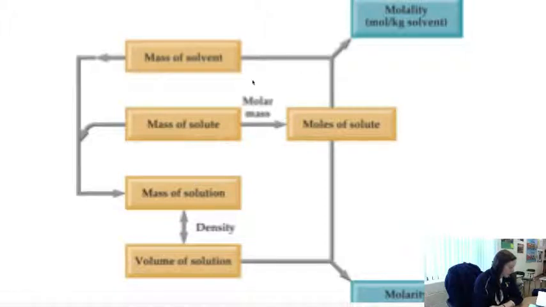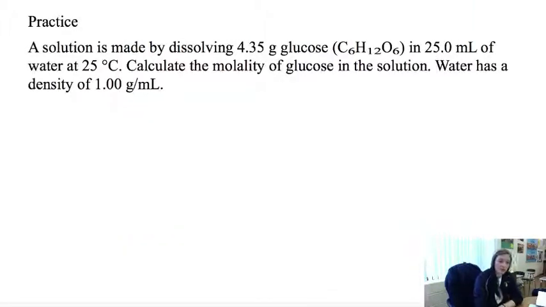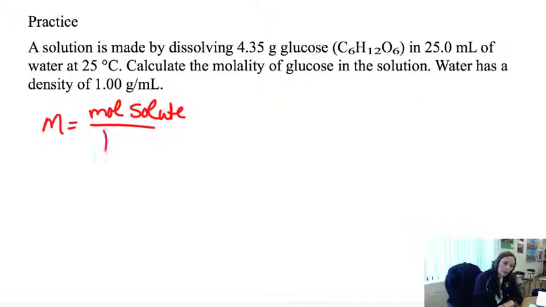All right, so let's look at an example. A solution is made by dissolving 4.5 grams of glucose in 25 milliliters of water. Calculate the molality of glucose in the solution. Water has a density of 1. So molality, lowercase m, is moles of solute per kilograms of solvent. Not the whole solution, but the solvent by itself.